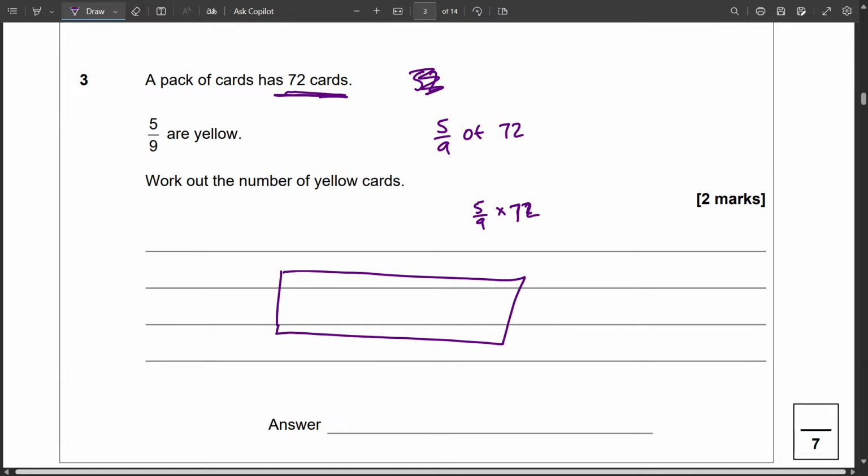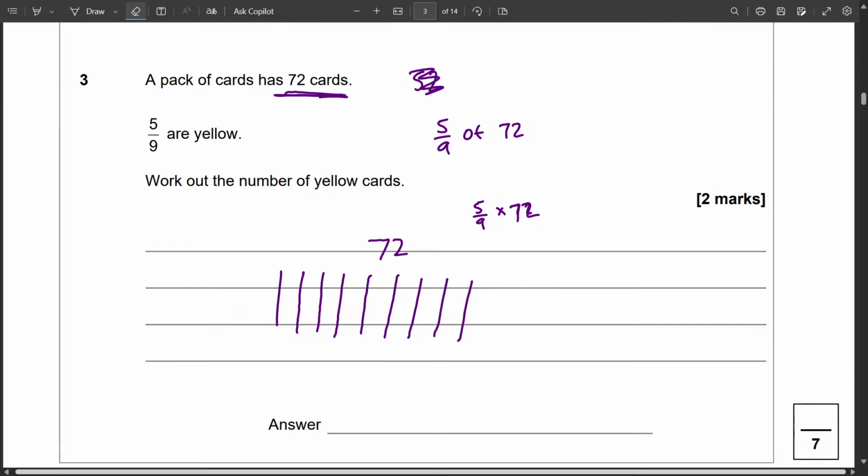If you've not done this before, you want to work out 5/9. If you can shade 5/9 of a shape, any shape, you are almost there. So this represents 72. If you're looking for ninths, you need to cut the entire thing into 9 equal parts. So that's 1, 2, 3, 4, 5, 6, 7, 8, and 9. I need to rub this out, otherwise it's not the right size. So that's 9 equal parts. Imagine they are equal, my drawing skills are obviously not that great.